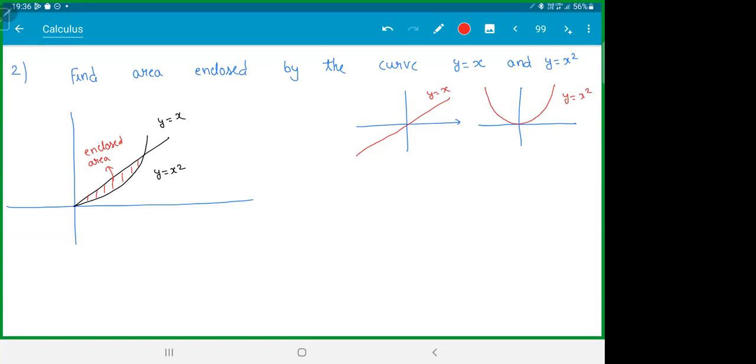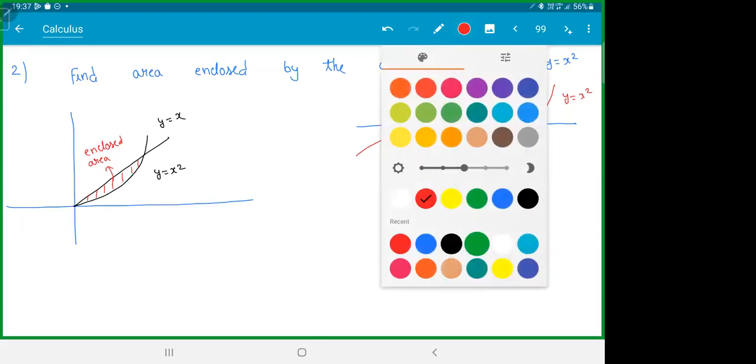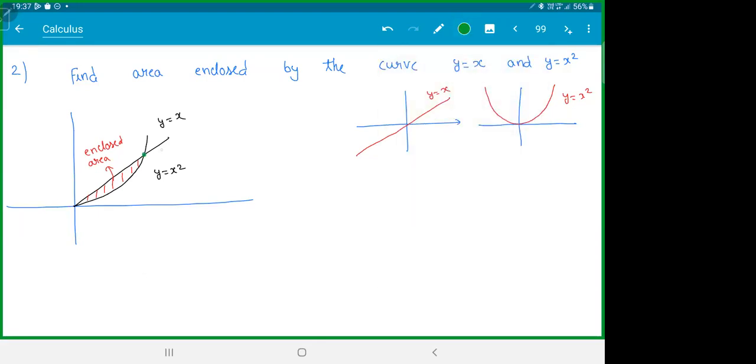What is this point of intersection? Where will they meet? They will meet somewhere, right? So this point of intersection will be what? Isn't it 1, 1, everyone? Y is equal to x. If you substitute the values, y is equal to x and y is equal to x square, that means x is equal to x square. That means x is 0 or x is 1, right? So they're meeting at the origin and they're meeting at 1, 1. There are two points.